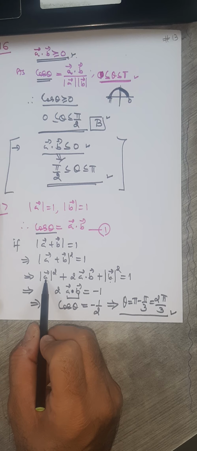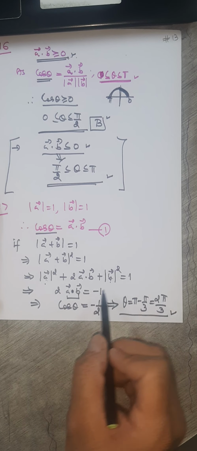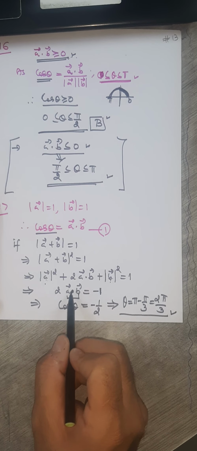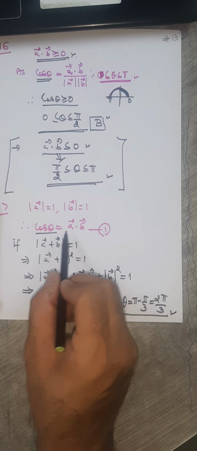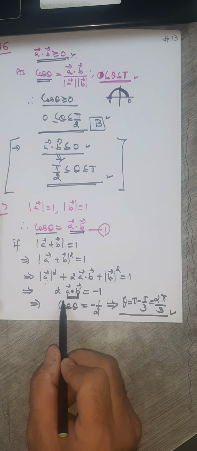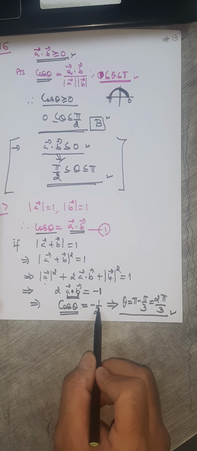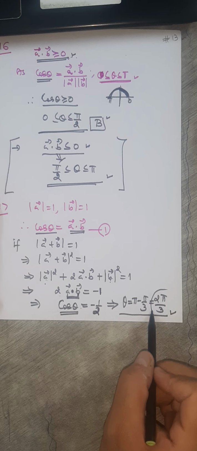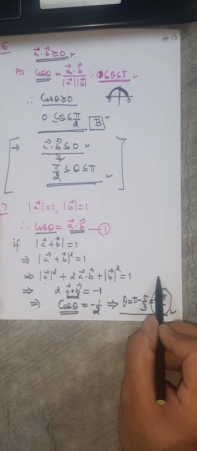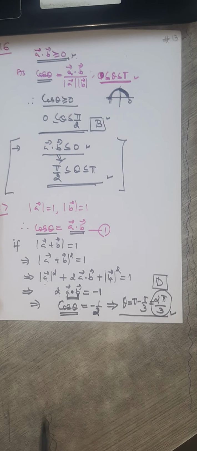Remember, I repeat, this is 1, this is 1, 2. I'll take the other side. So you're left with minus 1. Therefore, the dot product equals minus 1 by 2. But what is the dot product? It is cos theta. So cos theta equals minus 1 by 2. And therefore, theta has to be what? Pi minus pi by 3, which is nothing but 2 pi by 3, which is option D here.